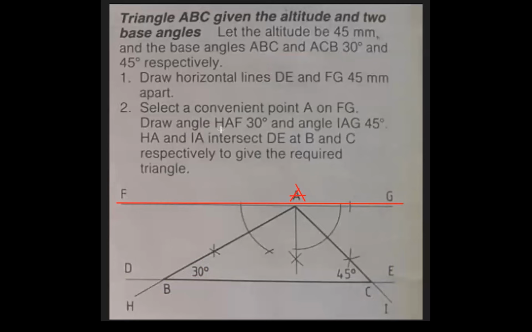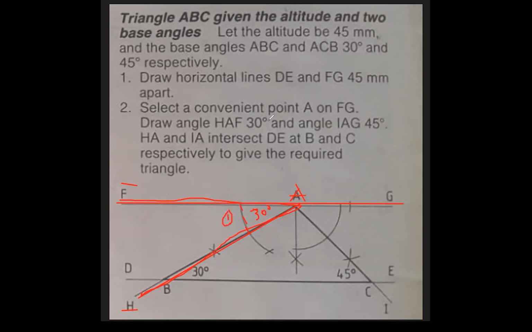So let me just clear this and put back this line. So we're going to select this point A on FG. Draw angle HAF 30 degrees. So H, which is down here, A, F, where is F? Okay, which is here. So the angle is going here. So it's the angle in here that is going to be 30 degrees. So we're going to draw this angle here. That's the first thing we're going to do.